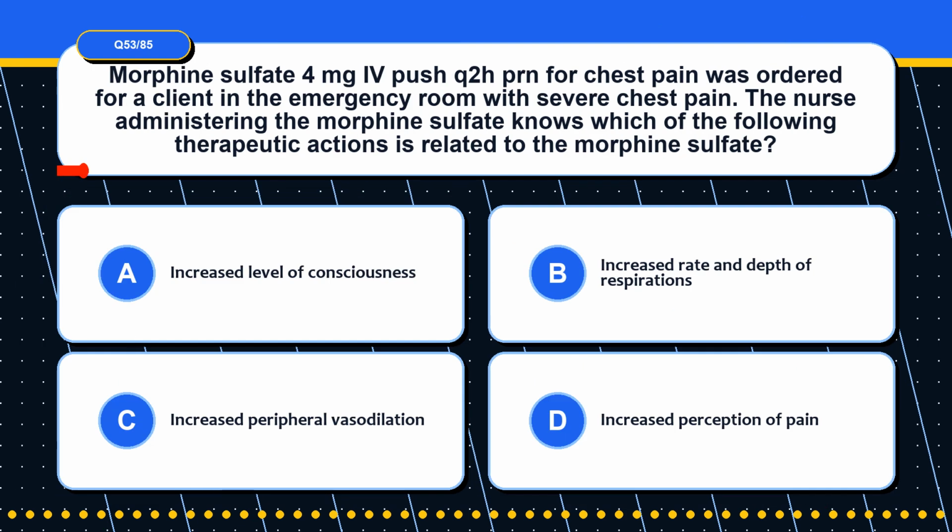Question 53. Morphine sulfate 4 mg IV push Q2H PRN for chest pain was ordered for a client in the emergency room with severe chest pain. The nurse administering the morphine sulfate knows which of the following therapeutic actions is related to the morphine sulfate? Here are the options. Option A. Increased level of consciousness. Option B. Increased rate and depth of respirations. Option C. Increased peripheral vasodilation. Option D. Increased perception of pain.